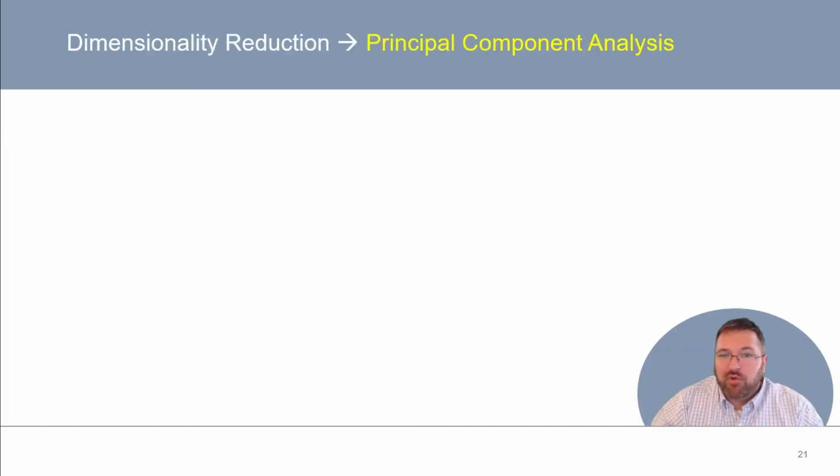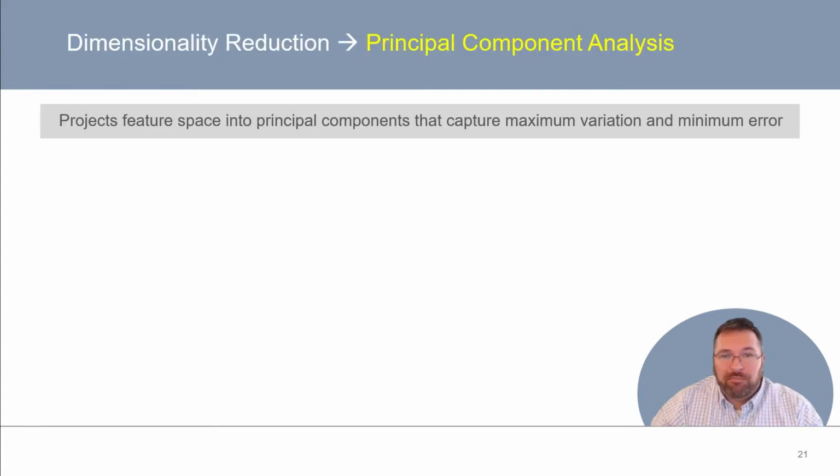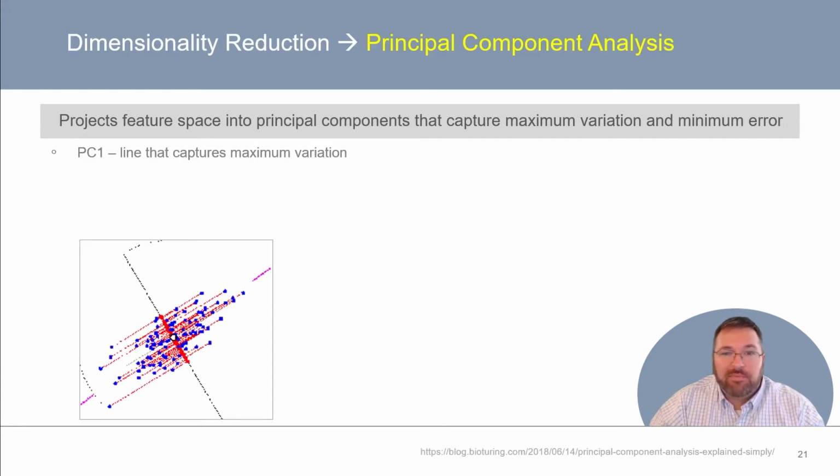Let's briefly review principal component analysis as a dimensionality reduction strategy. PCA projects the dataset feature space into principal components that capture the maximum variation and minimum error. Let's take a look at how principal components are identified from the data. Let's say that we have an n-dimensional dataset where n is the number of features. For simplicity, we'll illustrate this data space in 2 dimensions, as seen here.